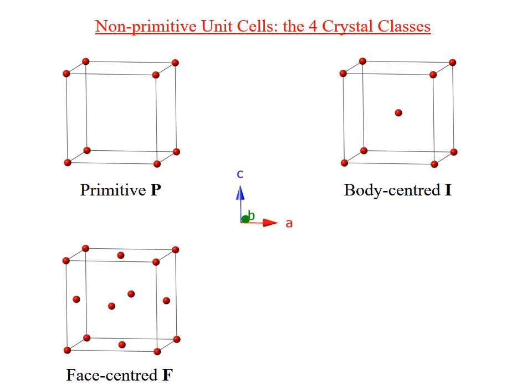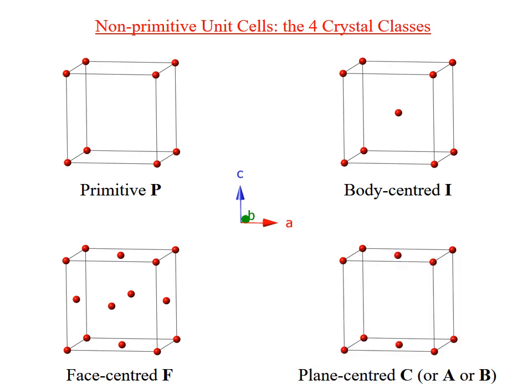Another type is the face-centered unit cell, in which we have an additional lattice point in the center of each of the three opposite sets of faces. And then finally we have the plane-centered cells. These have additional lattice points in the middle of only one of the three sets of faces. Plane-centered cells are labeled with a capital A, B, or C, corresponding to the unit cell direction that is perpendicular to the centered face. The example here is for a C-centered cell, and you can see that if you look at the three axis labels that I've put in the middle of this slide.